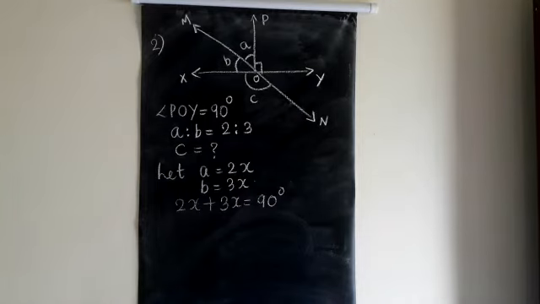Now are they like terms? Yes, 2x and 3x we can add. So you will get 5x is equal to 90 degrees. So from there you can find out the value of x.